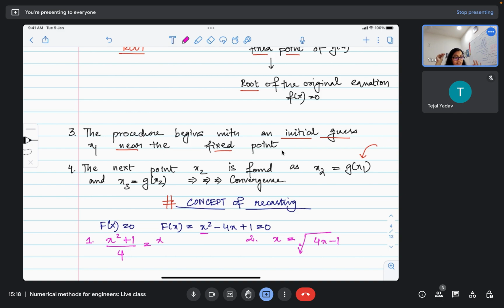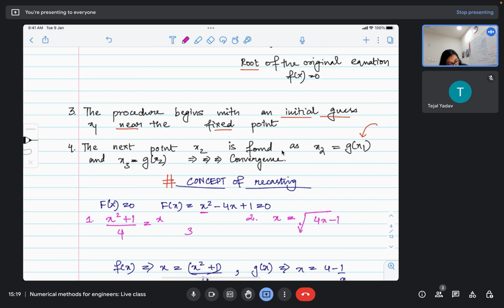Just like you have recasted this expression in these two formats, there can be a number of ways in which it can be recasted. Let's see a third possibility: x square plus 1 can remain this side and 4x can go the other side, so x square plus 1 minus 3x equal to x can also be another possibility. Do you agree with me, Tejal? Yes, ma'am. Do you get the basic idea of what's happening here?